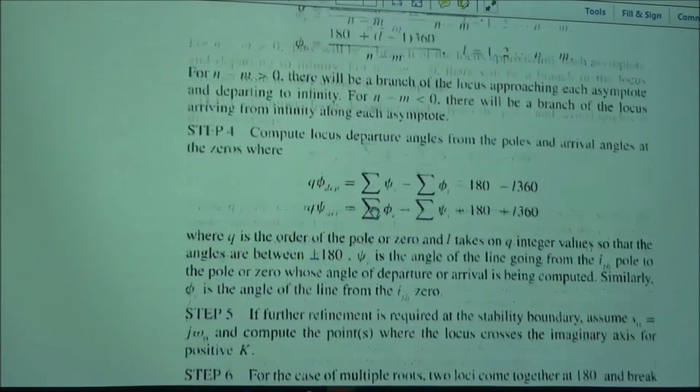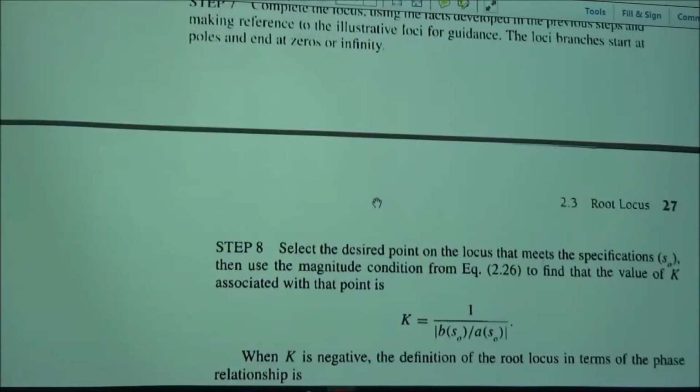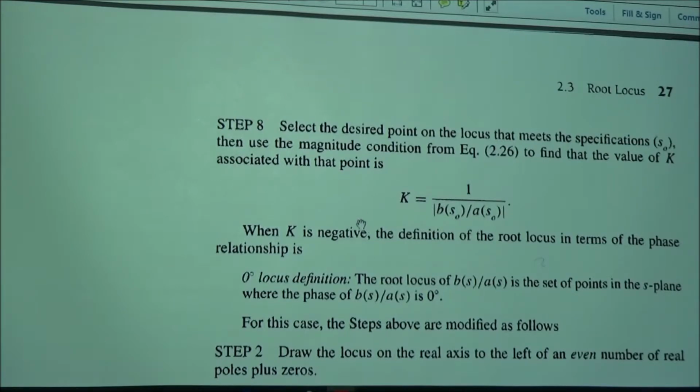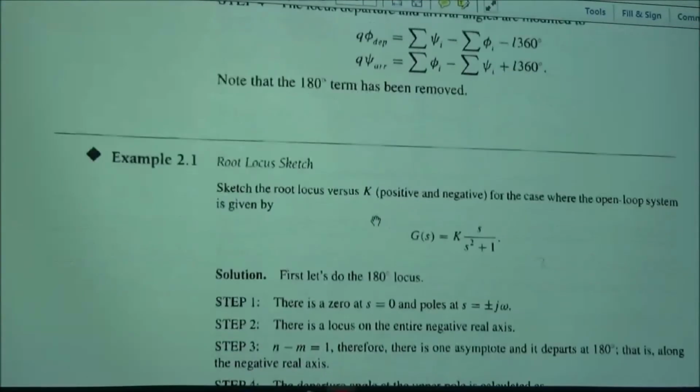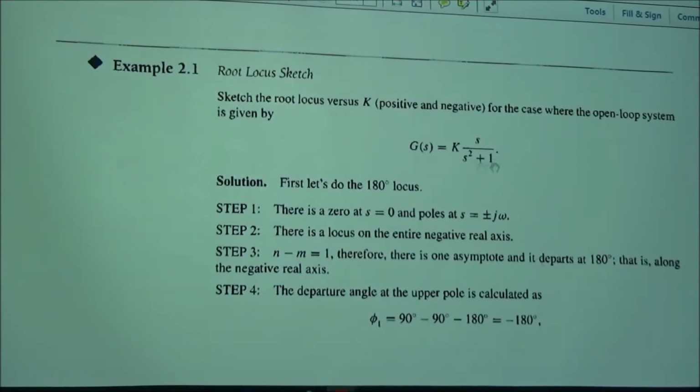Other issues like departure angle and arrival angle, you don't have to worry about, because for the bulk of your practice and your homework, you're all doing it in MATLAB. But let's look at this particular system. We have a second order polynomial, that means you have 2 branches. And you have a zero at s equal to 0, and you have 2 poles at plus or minus j omega. Here omega is equal to 1. So you have 2 poles at plus or minus j1 and a zero at the origin.